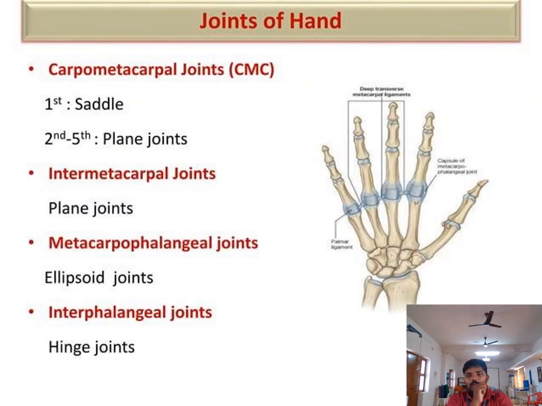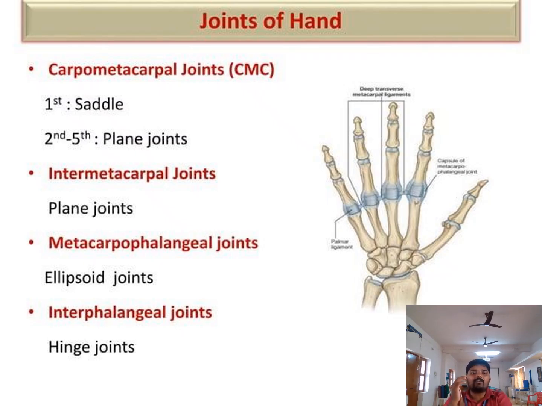Then we will go for the carpometacarpal joints, also called the CMC joints. The first carpometacarpal joint is of the saddle variety. The 2nd to 5th carpometacarpal joints are plain joints. This is the saddle variety.